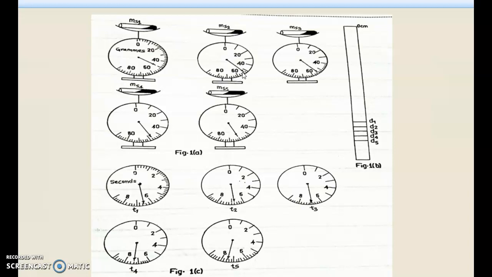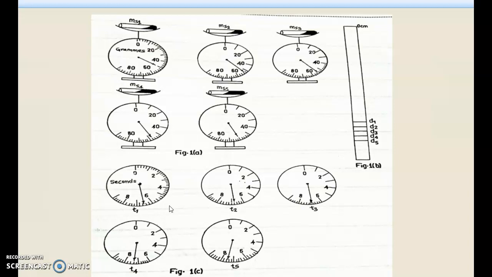Then go to M2 now. You can see the pointer is neither on the second dot after 50, nor the first dot after 50. But it's closer to the second dot, so I'll go for the second dot. And that is 54. That is 2 dots, 2 times 2, which is 4. 50 plus 4, that is 54.